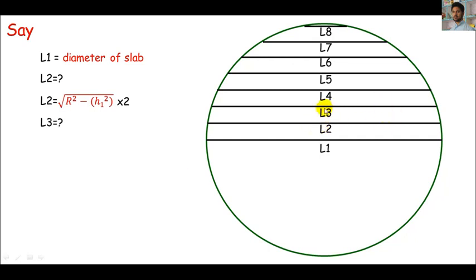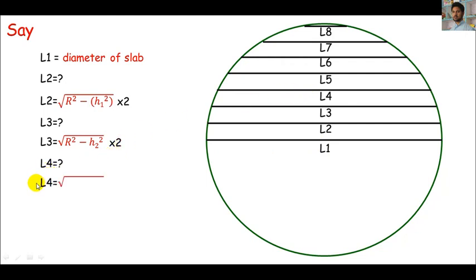What about L3? It's the same problem. You can use Pythagoras' theorem, which is the square root of r square negative h2 square. Now here is a problem: what are h1 and h2? It's the same method. Just look over here. H1 is the distance between L1 and L2. H2 is the distance between L1 and L3. H3 will be the distance between L1 and L4, and so on.